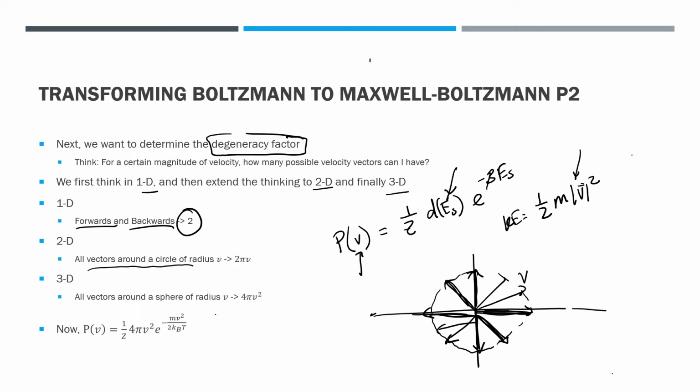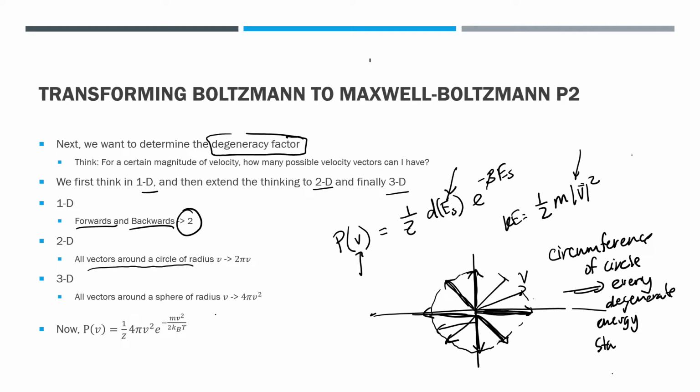So essentially, if we take the circumference of the circle, we're describing every possible configuration of the velocity such that we get the same energy. So if we take the circumference of the circle, we basically have every degenerate energy state. Every degenerate energy state. And the circumference of a circle with the radius v is just 2 pi v. 2 pi r. So that's what I've written here. All vectors around the circle of radius v gives us 2 pi v degeneracies.